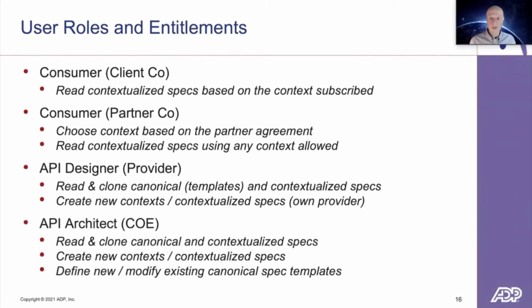The API architect, whose main responsibility is to fully manage, create, and modify the canonical templates that customized specifications are based on, as well as maintaining the context if it's required. The API architect could also suggest adjustments to the existing contextualized specifications. We usually do it through a pull request using Bitbucket, but there could be different mechanisms.